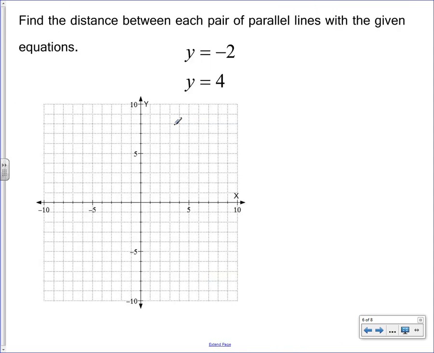Find the distance between each pair of parallel lines of the given equations. On this one, show me on your arm the y-axis. What's the y-axis? The vertical, right? So what's a y-line? Horizontal. Very good. So y equals -2 is on the y-axis at -2, and it's a horizontal line. And we label everything. y equals -2. And then y equals 4 is on the y-axis at 4. Horizontal line. Label everything.